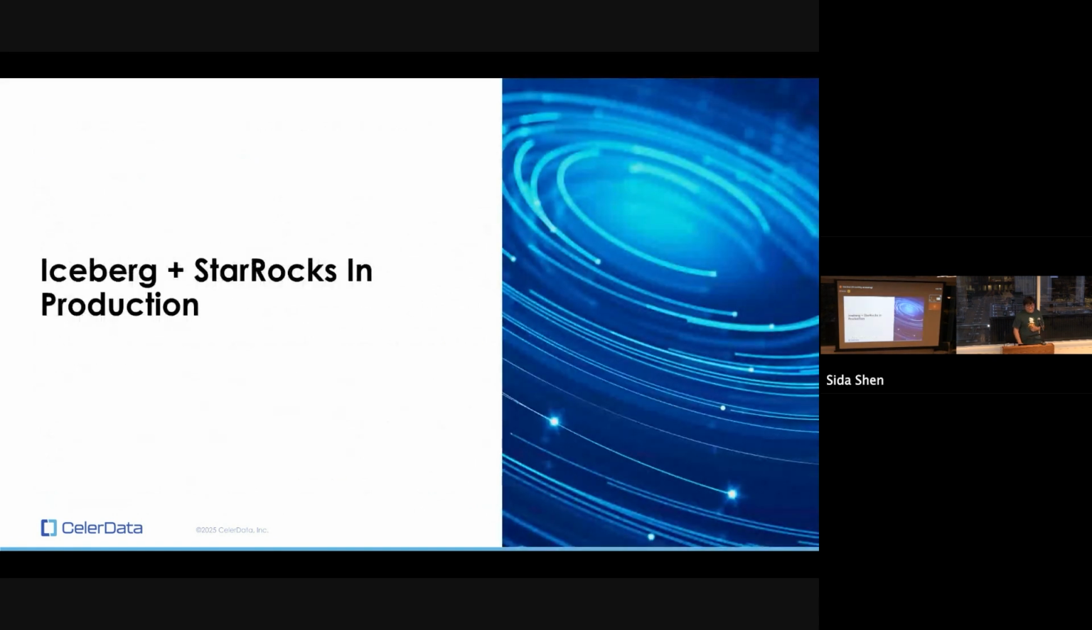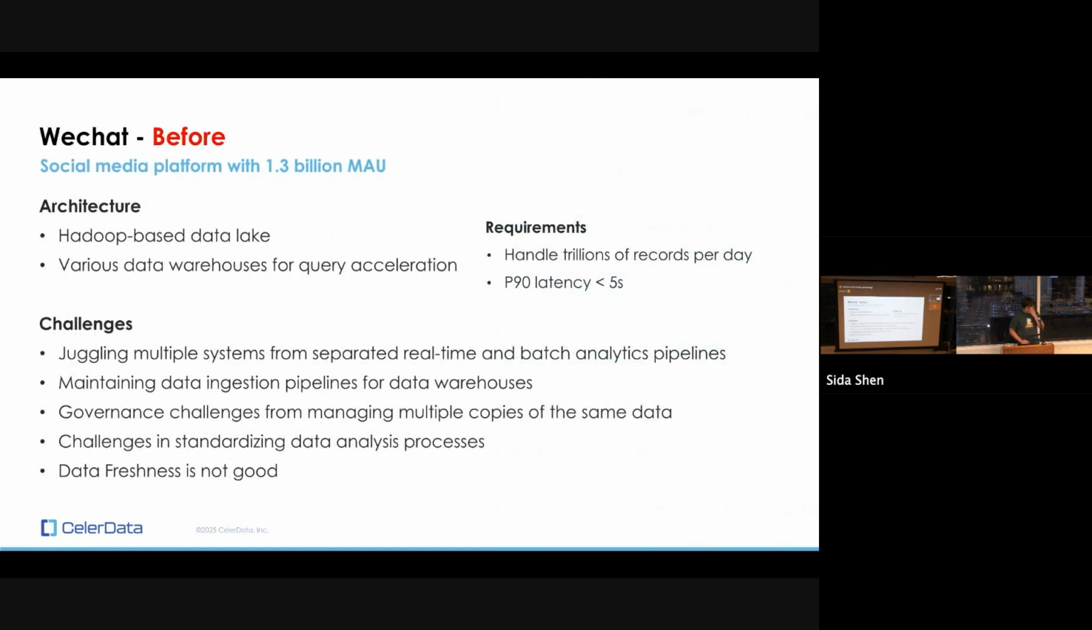Okay, so Iceberg and StarRocks in production, right? So this is WeChat. WeChat is a social media platform with 1.3 billion monthly active users, right? So their older architecture is based on a Hadoop-based data lake, right? And they have just a million different kinds of data warehouses on top, with the same data copied basically everywhere, right? And their requirements are crazy, right? They want to handle trillions of records per day, trillions of additional data per day, daily ingest, right? And their P90 latency needs to be less than 5 seconds, right?